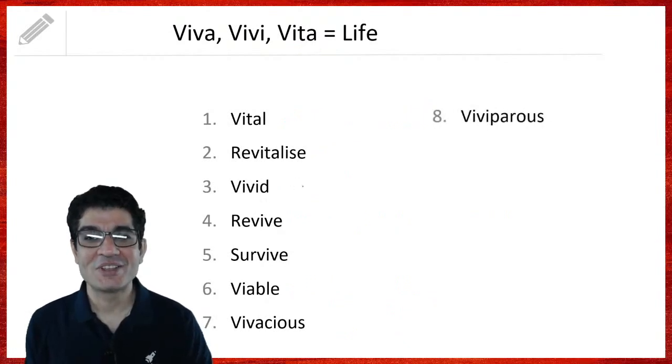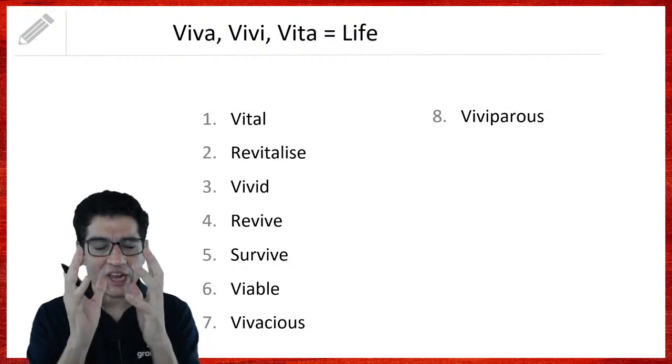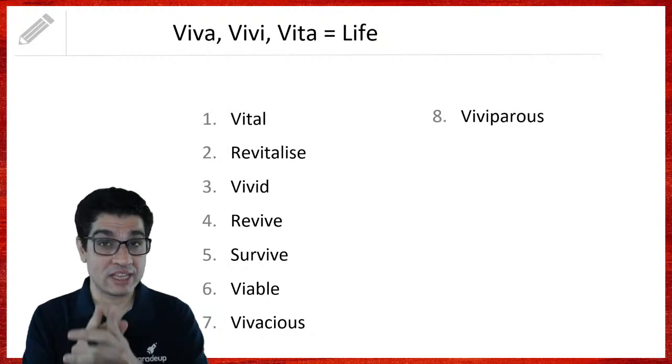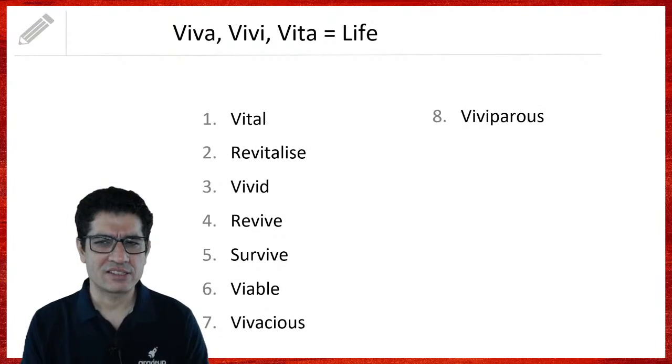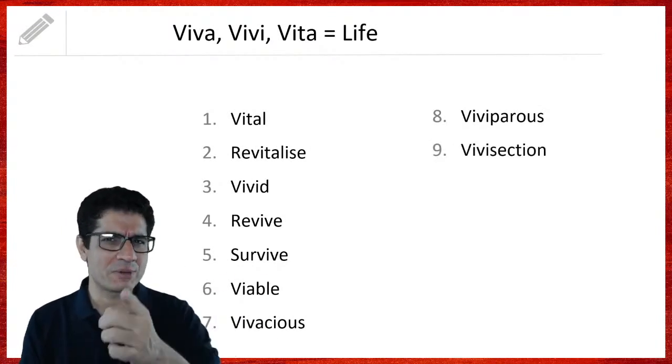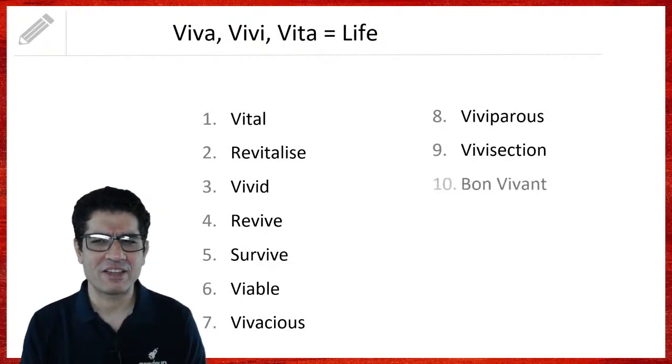There you go. Viviparous are those animals that give birth to a child. So it's a child that comes out of the mother's body. And then you have oviparous animals that lay eggs. How about vivisection, the word that we started with? Now, dissecting live animals, cutting live animals.